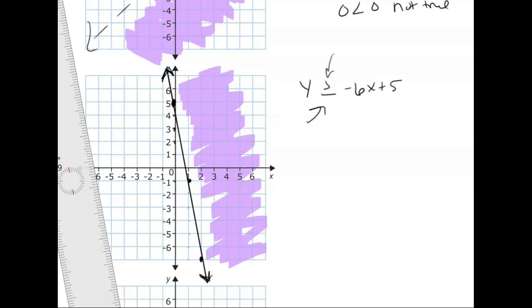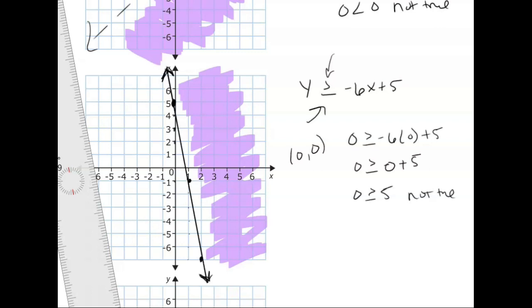So again, if you're uncertain, we can always do a checkpoint. I like to use 0, 0 when I can because those numbers are so easy to work with. And according to our graph, 0, 0 should not be in the solution set. So let's see. We have 0 greater than or equal to negative 6 times 0 plus 5. 0 is greater than or equal to 0 plus 5. 0 is greater than or equal to 5. This is not true. So 0, 0 better not be shaded. And in fact, it's not.